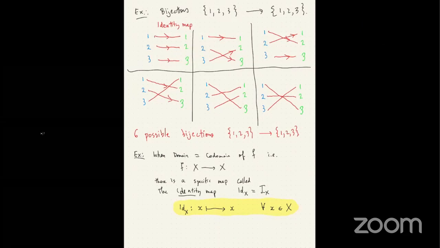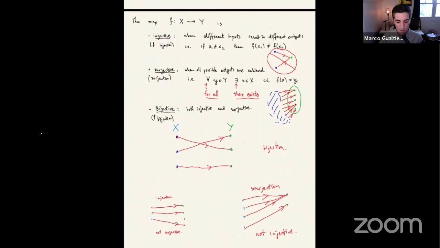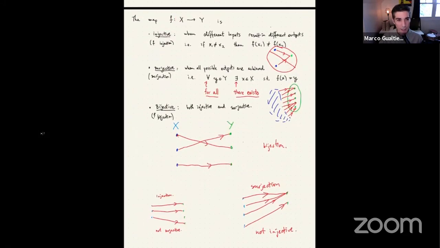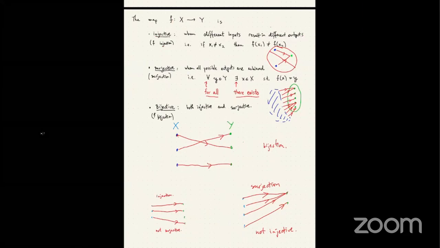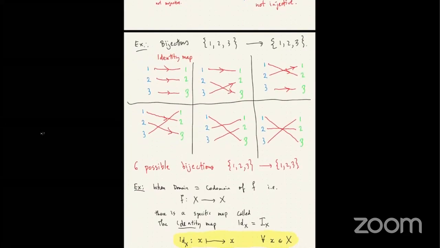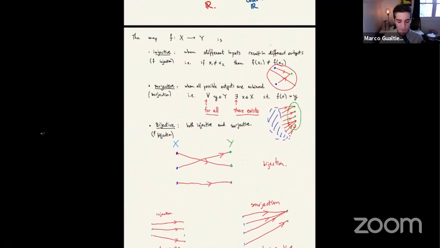Can I say 1 is sent to 1, 2 is sent to 1, and 3 is sent to 2? If 1 is sent to 1 and 2 is sent to 1, then that means we have a collision of values. That means we have 2 different points being sent to the same point. This is not permitted in an injective map. Injective means that does not happen. But what is a bijection? Bijection means both injective and surjective. Okay, I got it.